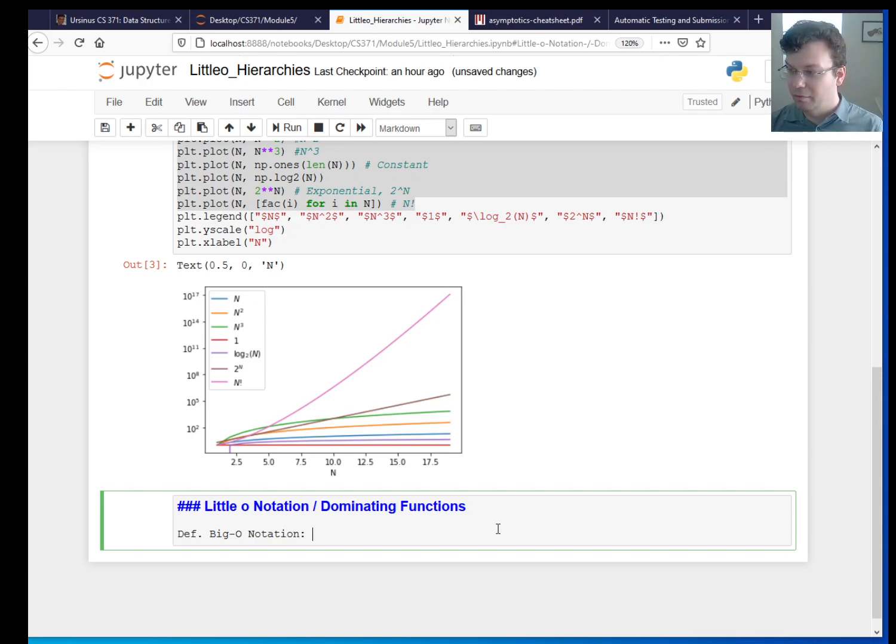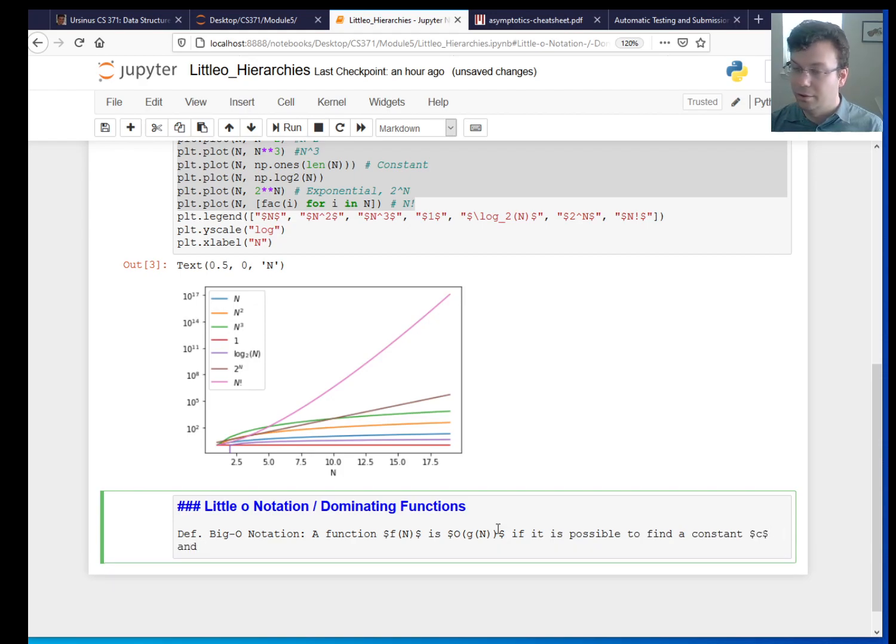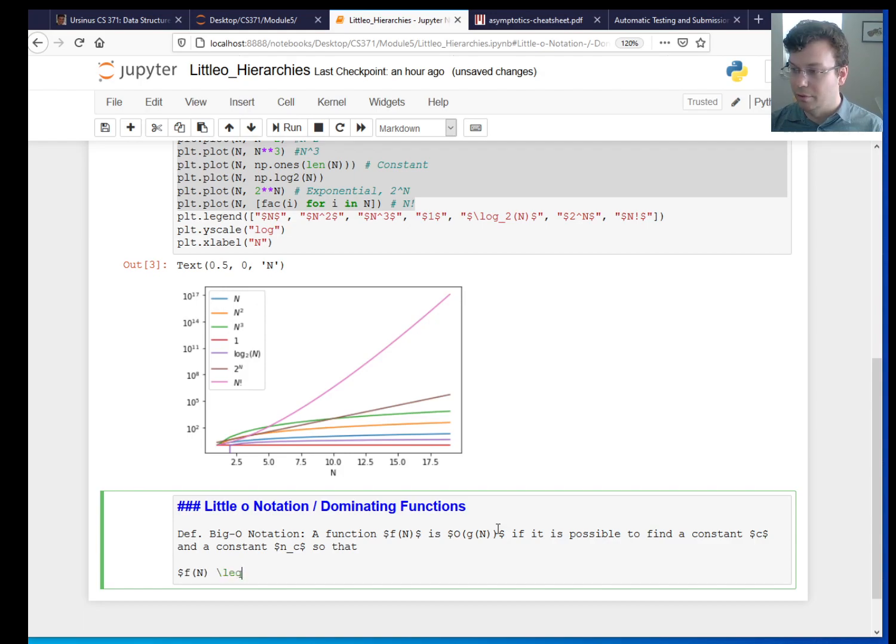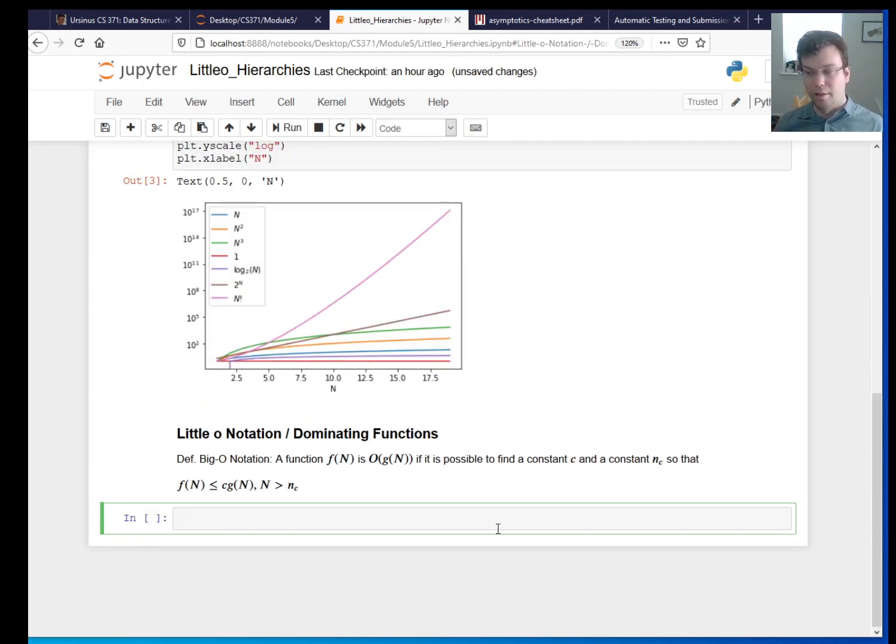So Big-O says a function f of n is big O of a function g of n if it is possible to find a constant c and an associated constant n sub c, so that f of n is less than or equal to that constant times g of n whenever n is greater than n sub c. So the game we play is that we upper bound f of n by g of n scaled by some constant beyond a certain point.